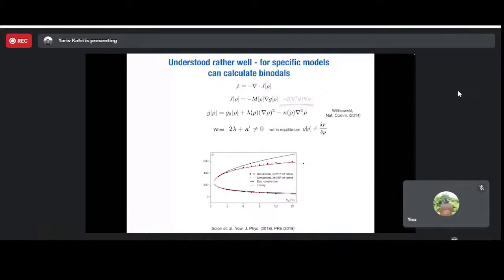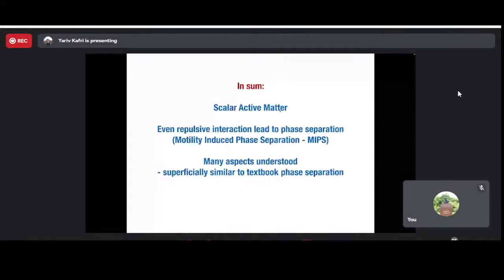Okay, so just to summarize my introduction, I've discussed scalar active matter. I've shown that even repulsive interaction leads to phase separation. This is something that's been studied very extensively in the field of active matter, and it's called motility-induced phase separation. I'm going to refer to it later as a benchmark. And many aspects are understood, and superficially, it's very similar to the textbook case.